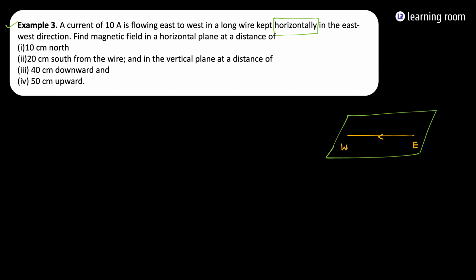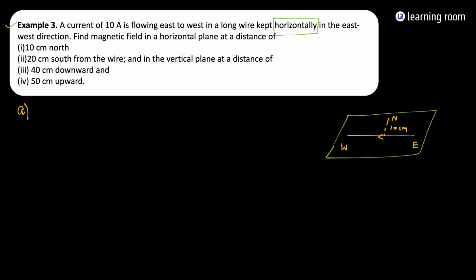So parallel to this, let's say there is a point here which is at a distance of 10 centimeter and this is going to be north. And there is another point which is at a distance of 20 centimeters south. So let's go one by one. So what is the answer for the first one?